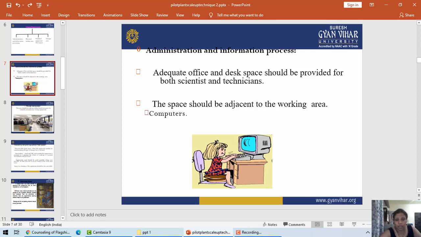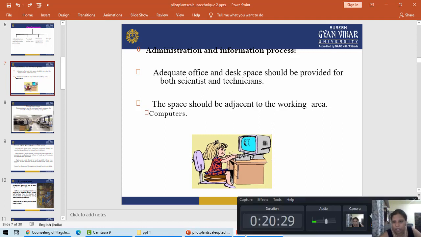Yeah, so next is the administration and information processing. We have also discussed it, but again, I will explain. Adequate office and desk space should be provided for both scientists and technicians. If you want to do certain paperwork, you require the space. So administration and information processing space is required.